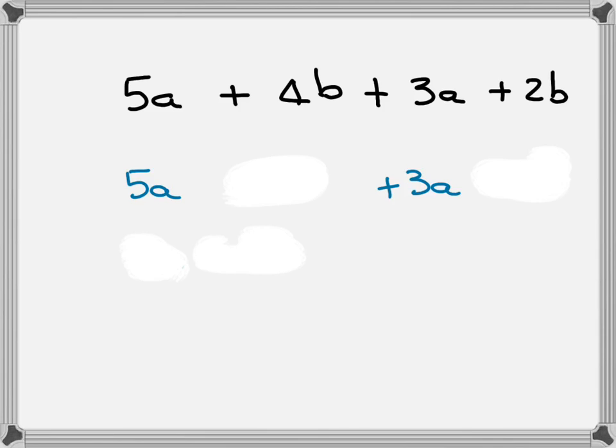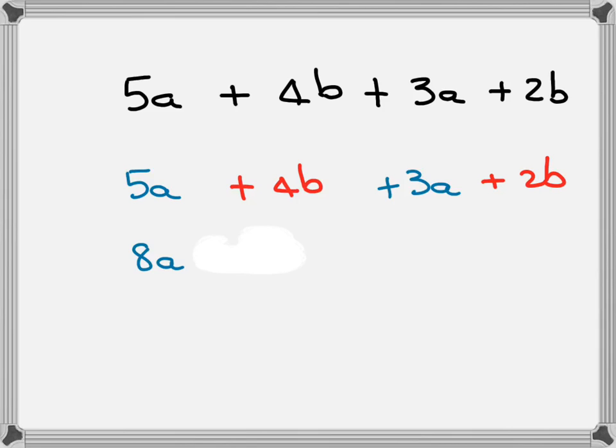The next two that are like are 4B and 2B. 2B and 4B. 4B and 2B are alike. Now you can see with the different colors which are the like terms. So let's combine the blue ones. Those are the A's. 5A plus 3A is 8A.